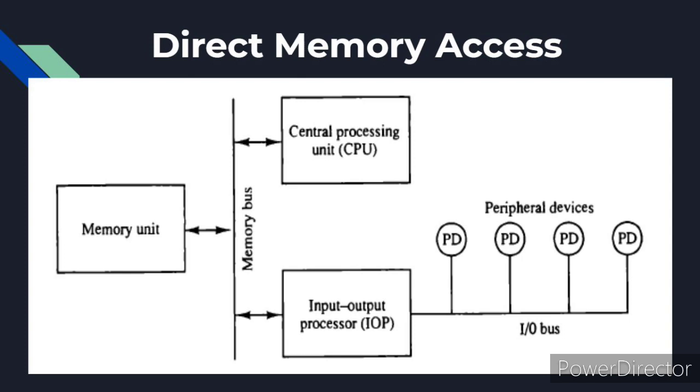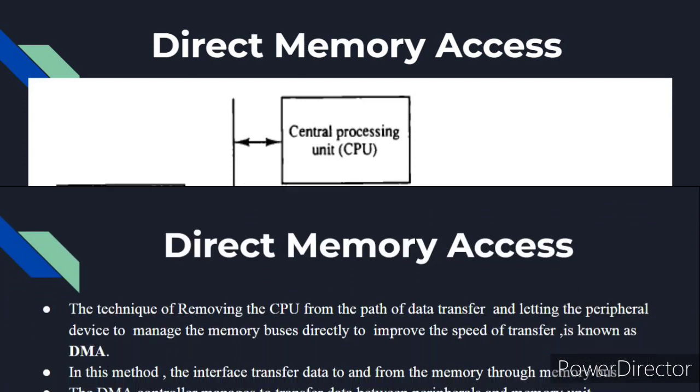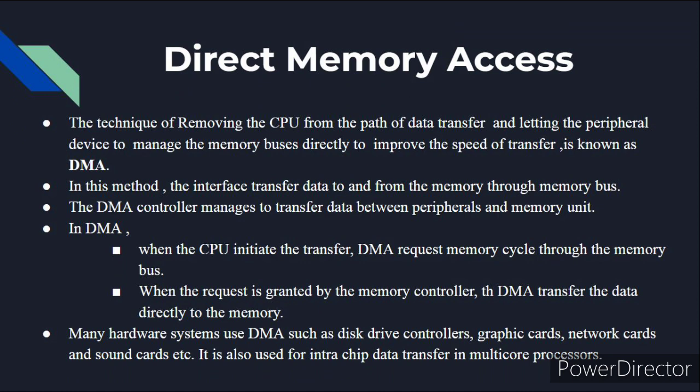The CPU initiates the transfer by supplying the interface with the starting address and the number of words needed to be transferred, and it proceeds to execute other tasks. When the transfer is to be made, the DMA requests a memory cycle through the memory bus. When the request is granted by the memory controller, the DMA transfers the data directly into memory. The CPU delays its memory access operation to allow the direct memory I/O transfer.